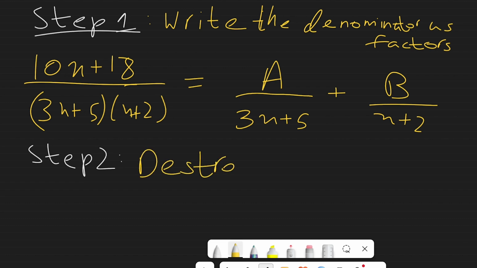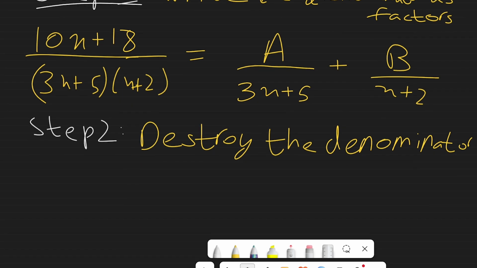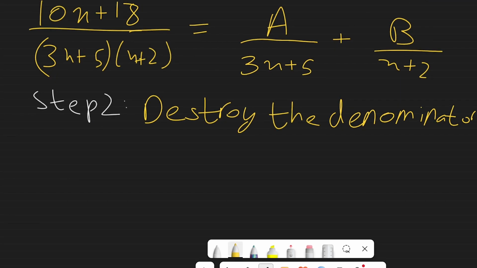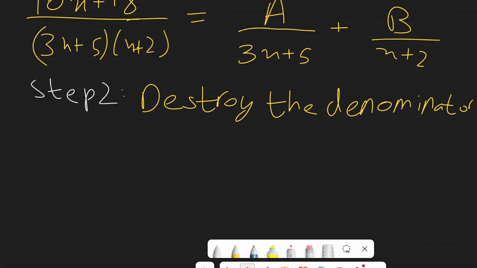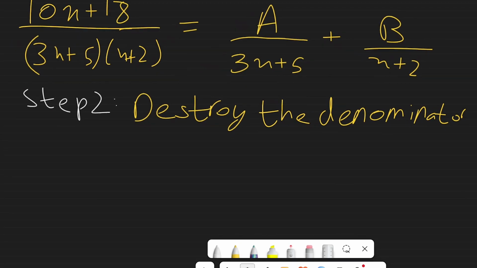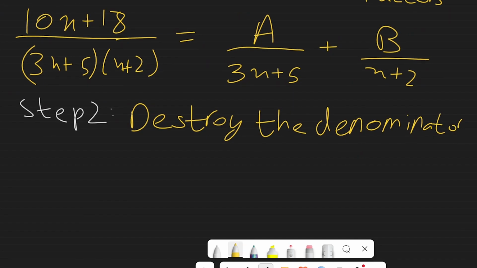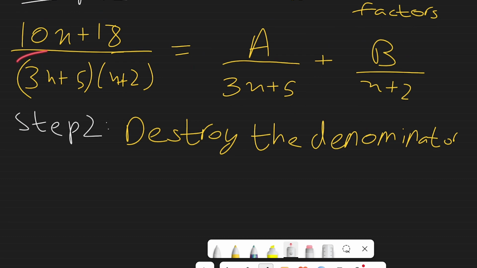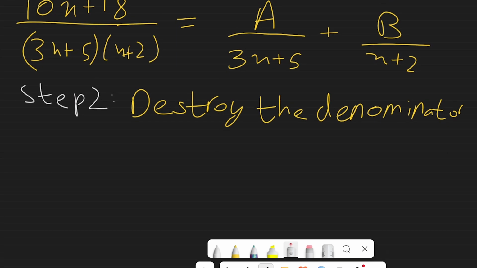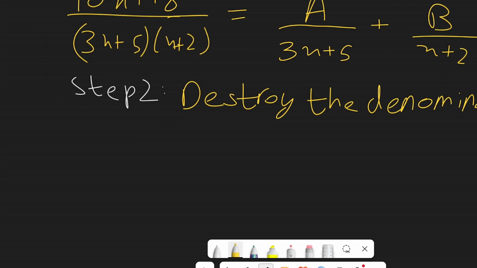Then we'll go on to the second step, and that is that we destroy the denominator. You can remember this by the alliteration of destroy, the D word, destroy the denominator. I don't mean any other D word. So we will have to destroy the denominator now. What do I mean by destroying the denominator? Basically, we will simply multiply this over here, and that way we'll destroy this denominator. Let me just write it over here.